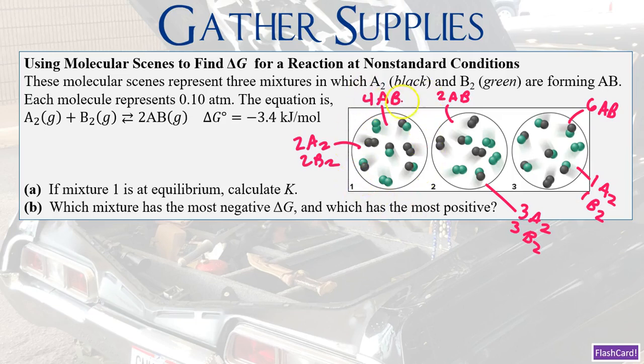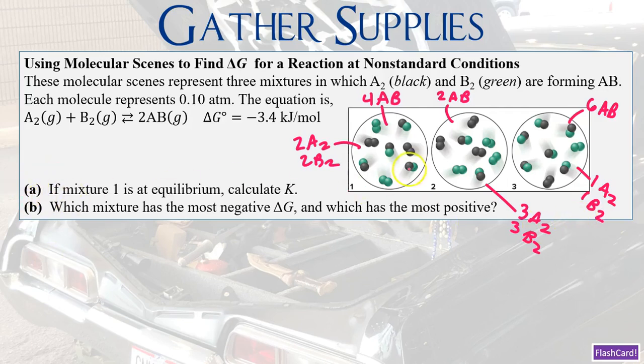So they tell me that A2 is black, B2 is green, and AB is going to be green and black. For this first scene, mixture number 1, I have 2 A2 molecules and 2 B2 molecules. Because each molecule is 0.10 atmospheres, I'm going to take 2 and multiply by 0.10, and 2 and multiply by 0.10 for B2. For AB, I have 4 molecules, so I'm going to take 4 and multiply by 0.10 atmospheres. I'll do the same thing for mixtures 2 and 3. For mixture 2, I have 2 AB molecules, 3 A2 and 3 B2 molecules. And for mixture 3, I have 6 AB molecules and 1 A2 and 1 B2 molecule.